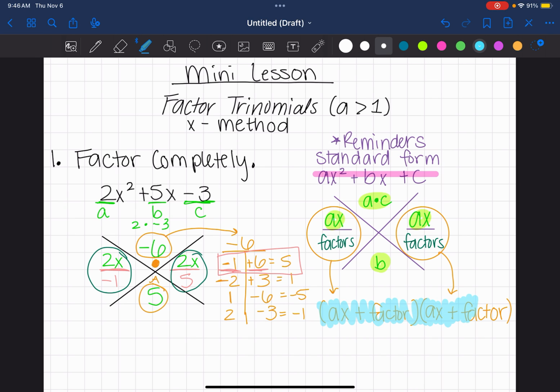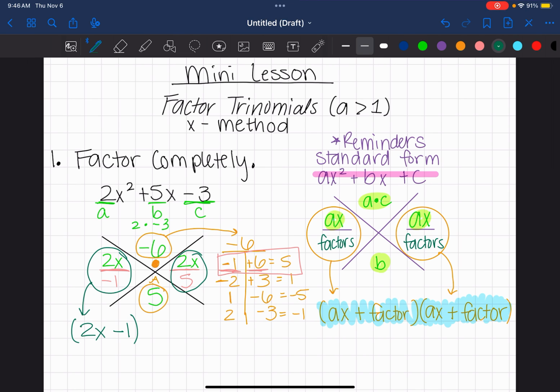I'm looking at these parentheses as our factored form. Using my first fraction, it's going to be open parenthesis. The top, or the numerator, of the fraction will go first, so 2x. And then the bottom is a negative 1, so I'm going to put minus 1, close parentheses. That is one factor of this. Now I'm going to do the same thing to the second fraction. We're going to open a new parentheses. Top goes first, so 2x. And then the bottom is a positive 6, so I'm going to do plus 6. Close parentheses. And then we are now done. This is our factored answer using the x method.